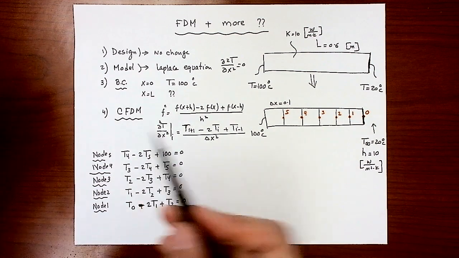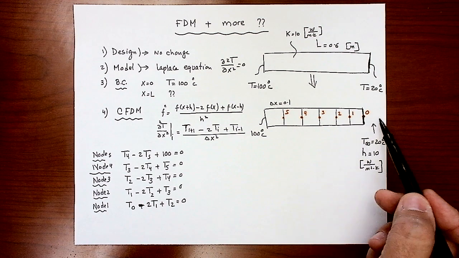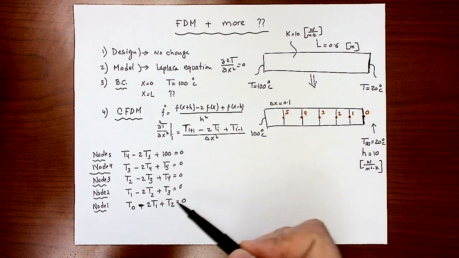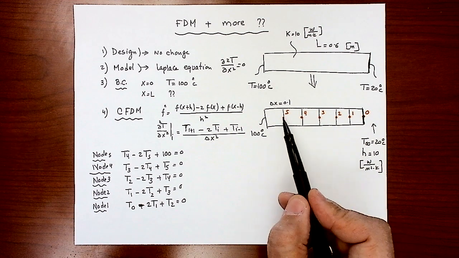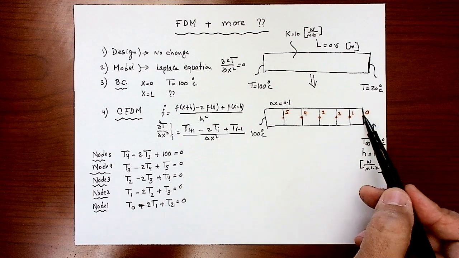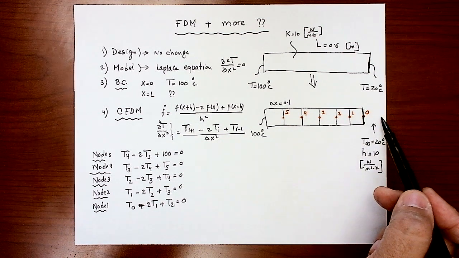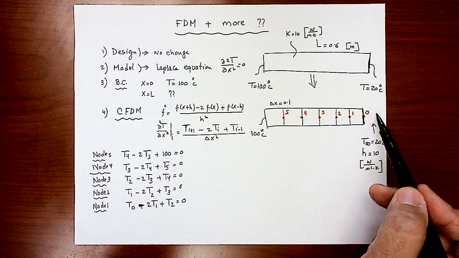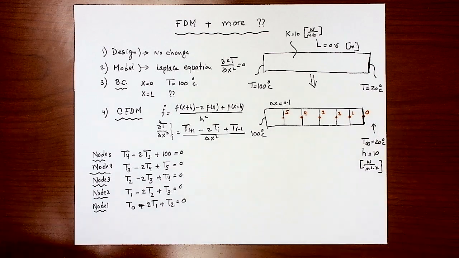If you apply the central finite difference method for node number 0, you're going to need a node to the right. Like every other node here, you need one to the right, one to the left. So T3 plus T5 minus 2T4, that's the equation. Now, if you apply that for node 0, I have T1, but I don't have anything to the right. And you cannot establish a node in nowhere. It's outside your domain, right?